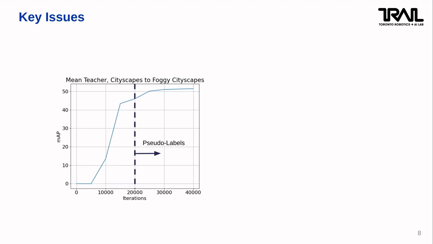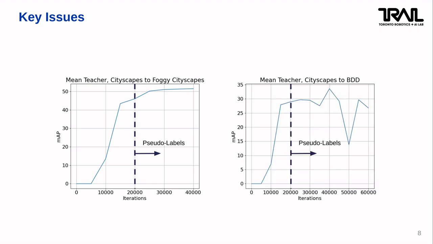To highlight issues related to mean teacher, we compare validation performance when transferring to different target datasets. When going from Cityscapes to Foggy Cityscapes, the domain gap is small and pseudo-label generation is stable, leading to improvements on the target domain. This is not the case when transferring to BDD. We see that training is much noisier and becomes sensitive to errors in the generated labels.